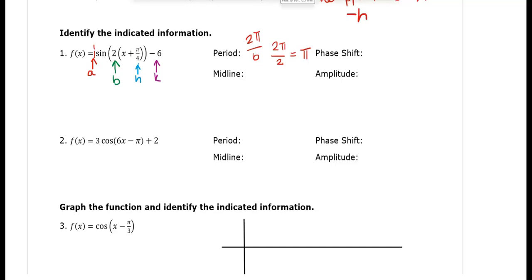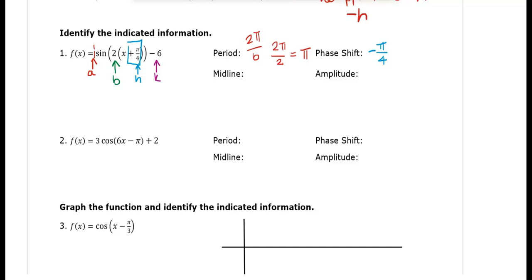All right, phase shift. So phase shift is where I take whatever my h value is, and I'm just going to use the opposite. So h here, I have x plus pi over 4. Whatever sign there is there, and the number, is what h is. And so to find what my phase shift is, it's going to be negative pi over 4.